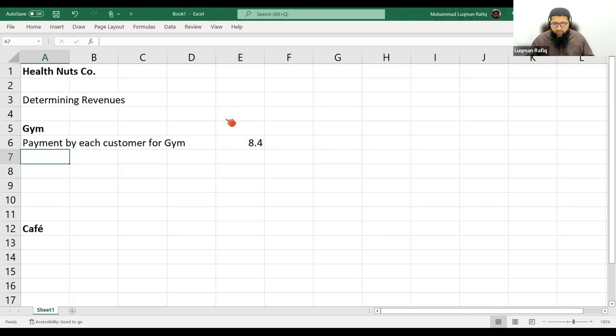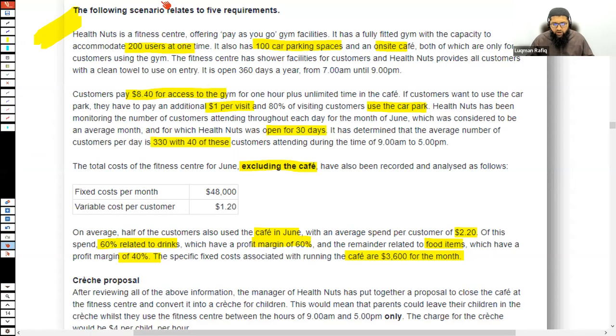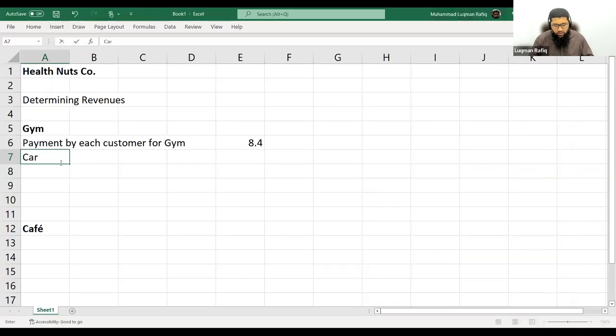Now, what else is there? If a customer wants to use the car park, they pay an additional $1 per visit, and 80% of the customers use the car park. So basically, car park payment. The car park payment is gonna be 0.8 multiplied by $1. So it's gonna be 0.8.